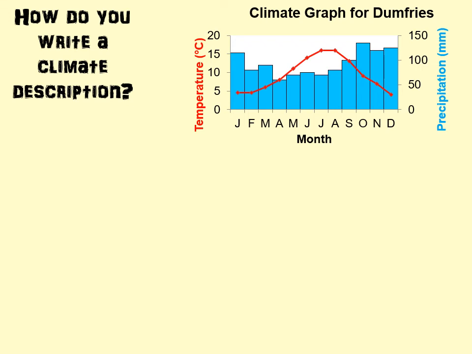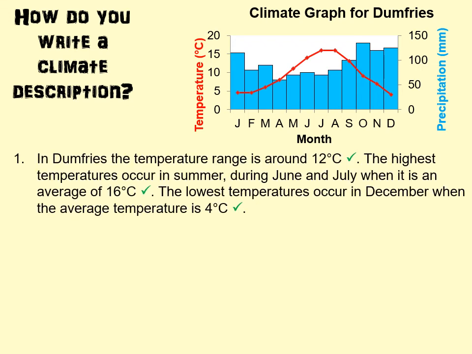Okay, here is my model answer. So I started off with temperature. In Dumfries, the temperature range is around 12 degrees Celsius. I get a mark there because I've quoted a figure. The highest temperatures occur in summer during June and July when it is an average of 16 degrees Celsius. I get a mark because I've given the hottest months and I've given the temperature. The lowest temperatures occur in December when the average temperature is 4 degrees Celsius. Again, I said the month and I said the temperature.